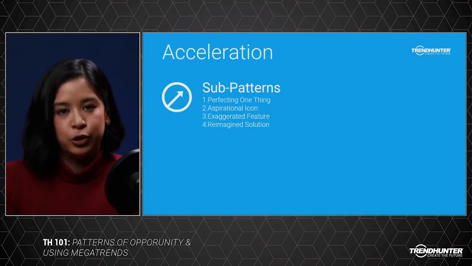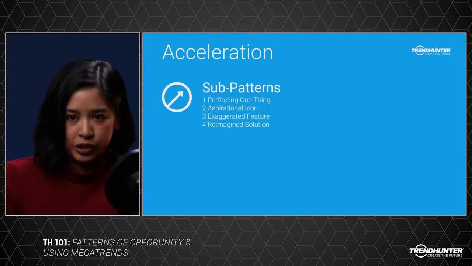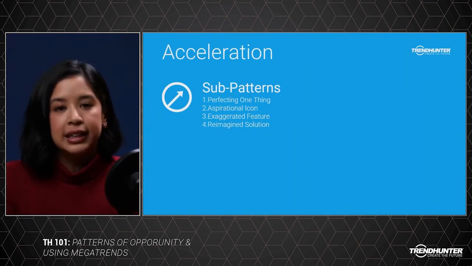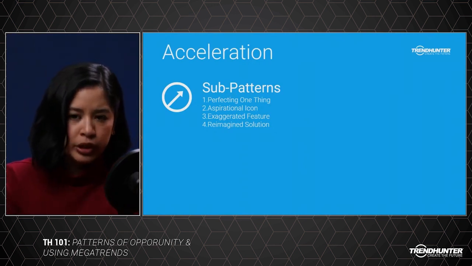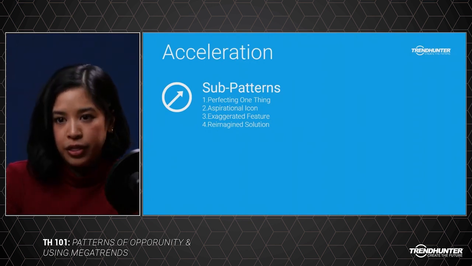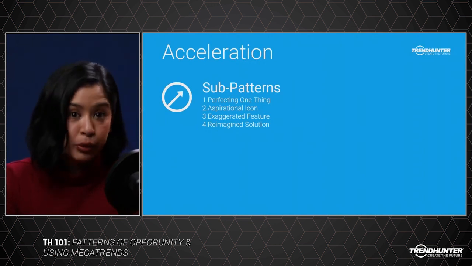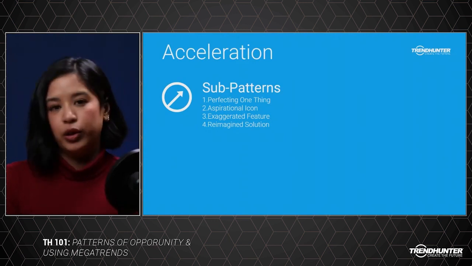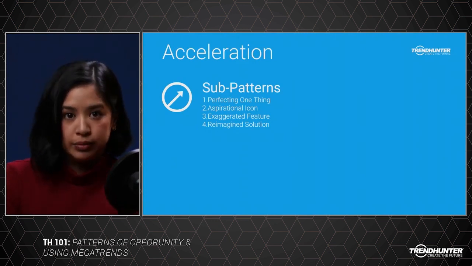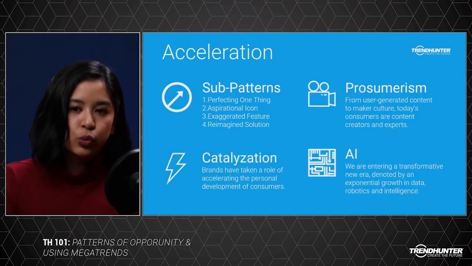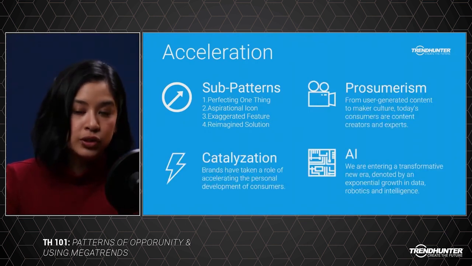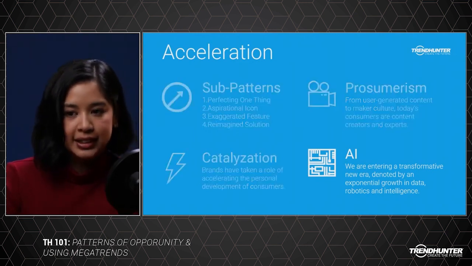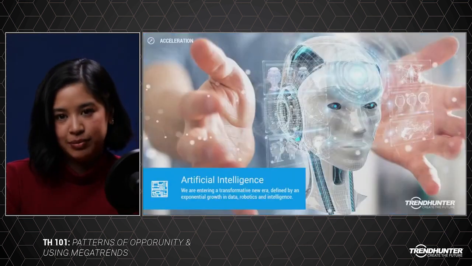Before we get into the megatrends, a little bit more about acceleration. Some of the sub-patterns under acceleration, which if you remember is a pattern that's all about moving upward and onward, include perfecting one thing, positioning as an aspirational icon, exaggerating one key feature, or even reimagining one specific solution. The megatrends within acceleration include prosumerism, artificial intelligence, and catalyzation. So let's kick off with artificial intelligence.